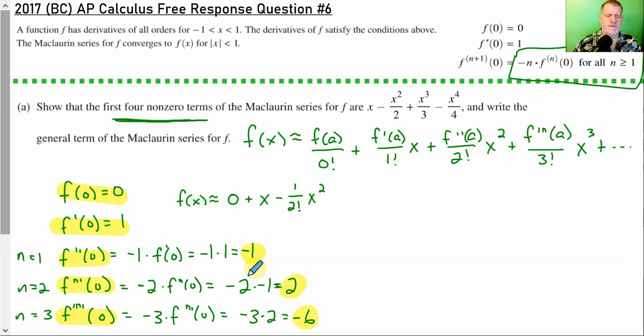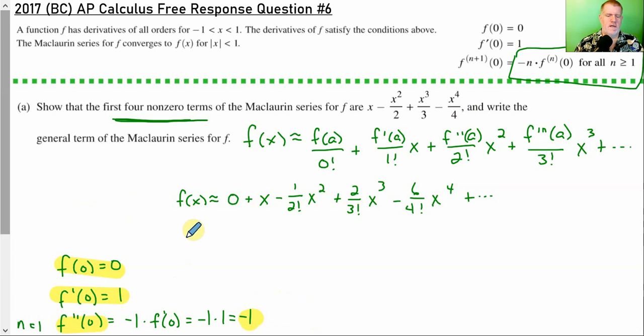Our next derivative is 2. So it's 2 over 3 factorial, x cubed. And we need four non-zero terms. There's 1, 2, 3, so one more. So it's going to be negative 6 over 4 factorial x to the fourth. Plus our general term that we'll get to in a minute. So we're done with the calculus part. Now we've got to make sure this looks like this.